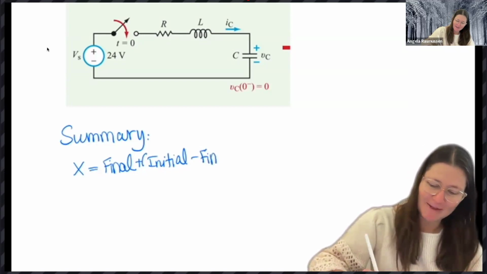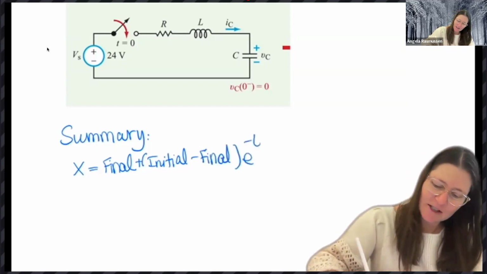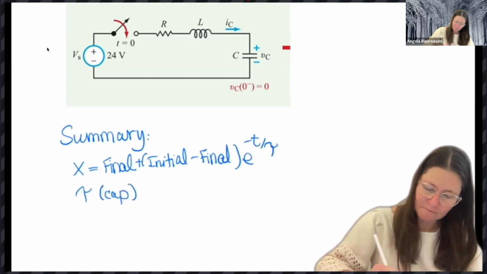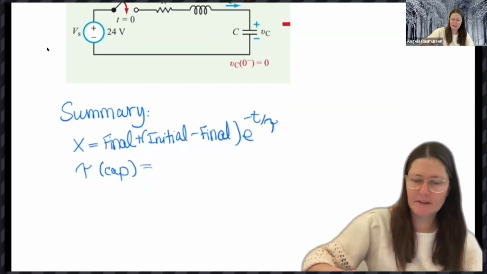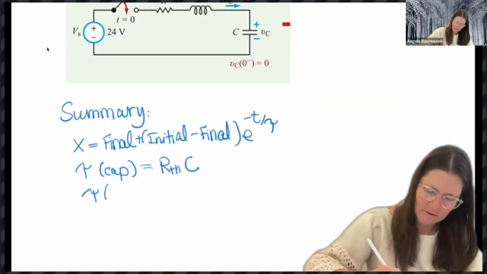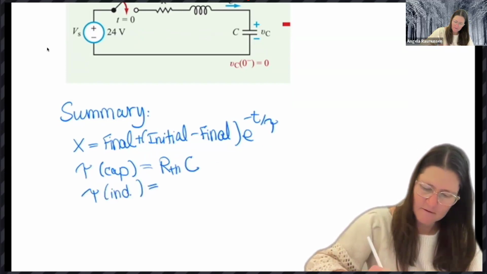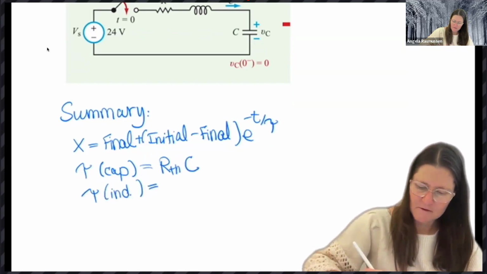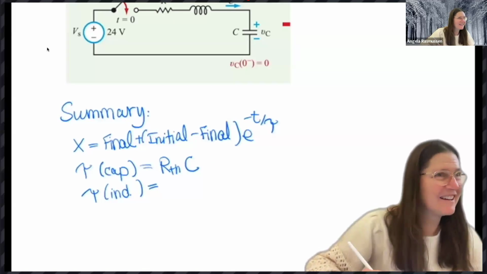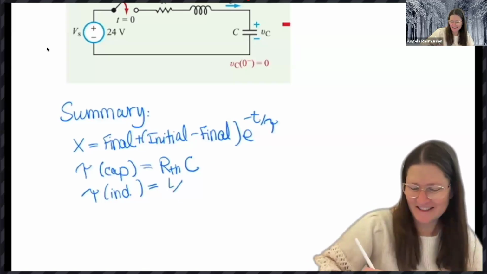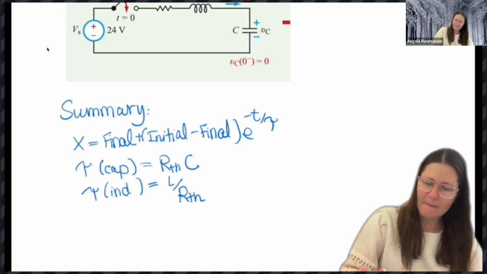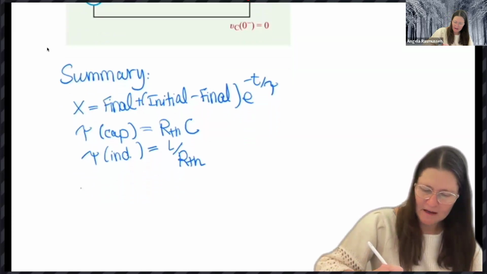Final, e to the minus t over tau. So tau for a capacitor is RTH times C. And for an inductor, it's L divided by RTH, inductance divided by RTH.